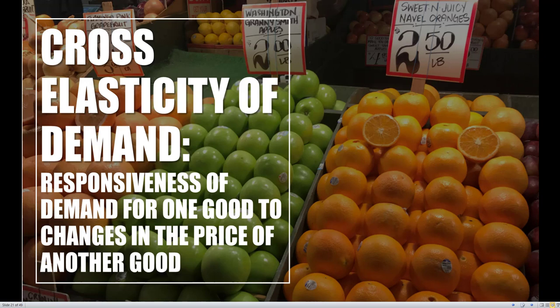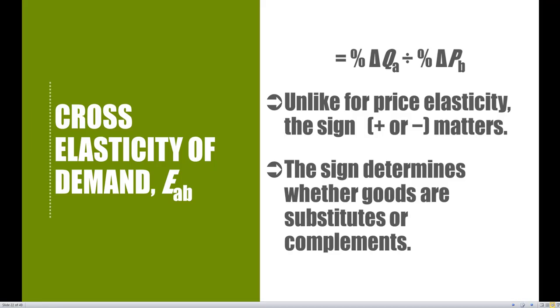of demand for one good to changes in the price of another good. With this one, we're looking at two different goods, good A and good B. When we change the price of good B, what happens to the quantity of good A, the percentage change in quantity of good A? There is a formula attached to this, the cross elasticity of demand. It's going to be the percentage change in the quantity of good A divided by the percentage change in the price of good B.